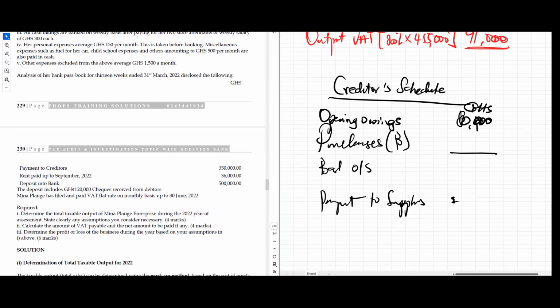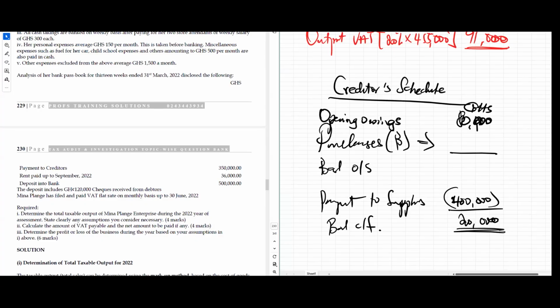So payment to suppliers, we paid how much? 400,000 also. And at the end of the day, this reduced the account to now become 20,000, as the closing balance, or the closing owing. So you were owing somebody 80, now you owe 20. Any of these figures can be the missing figure. You just have to slot the variables in.